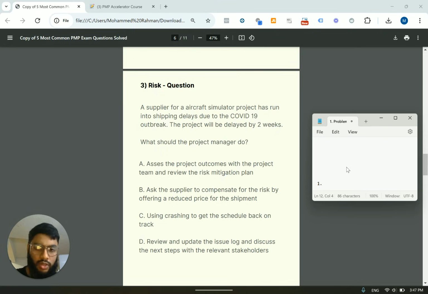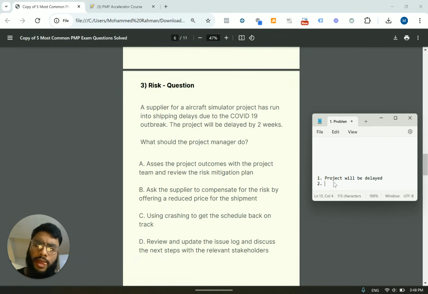But anyways, the project will be delayed by 2 weeks. What should the project manager do? Okay, the problem statement is very simple here. I don't care that we're dealing with an aircraft simulator company. I don't care that it's COVID. The project will be delayed. That is our problem statement. Remember, as a project manager, one of my students actually brought up an interesting comment. She said that project managers are delay managers. That's 100% correct. Delays in a project are very, very detrimental. You want to do everything that you can to avoid delays.